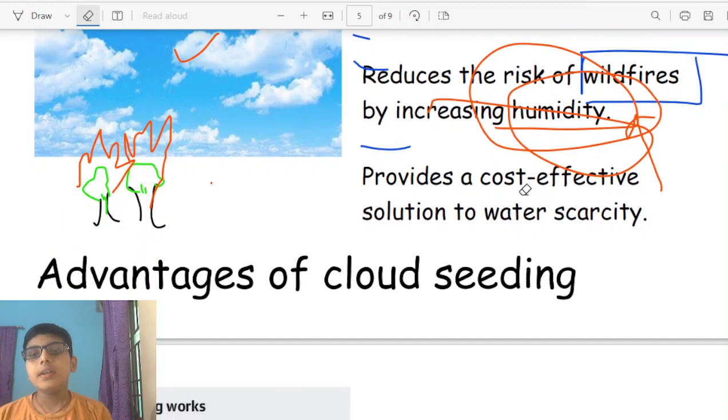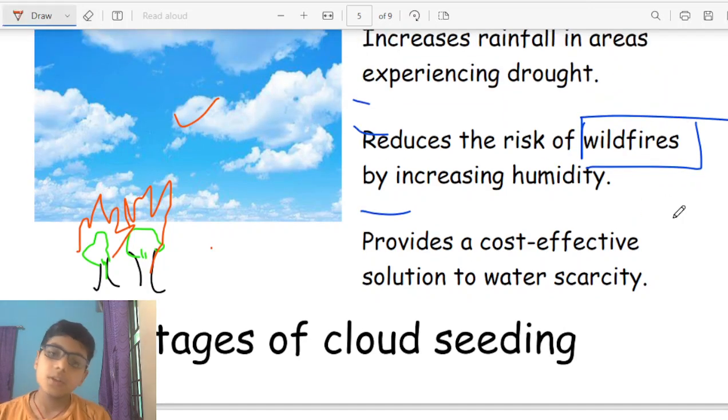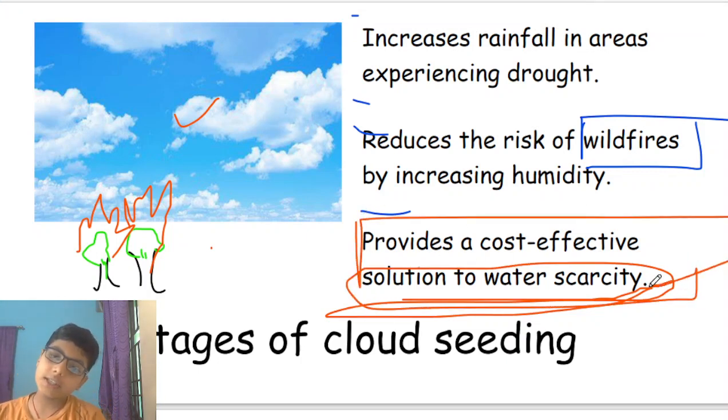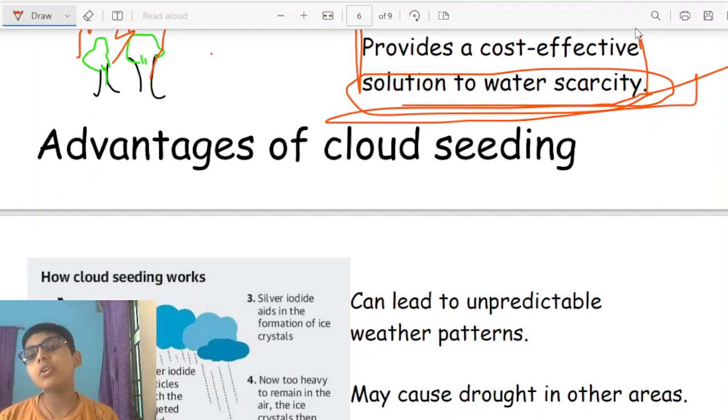Next, it provides a cost effective solution to water scarcity. Water scarcity is a huge issue worldwide right now, and cloud seeding provides a cost effective solution for that.